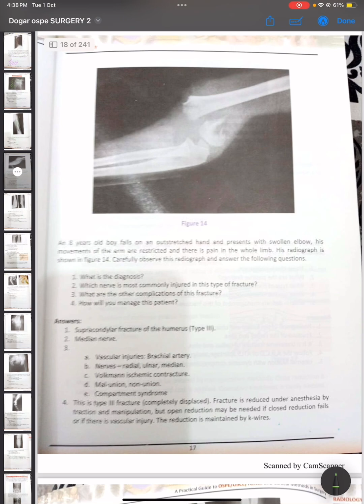Moving to the third one: an 8-year-old boy falls on an outstretched hand and presents with a swollen elbow. His movements of the arm are restricted and there is pain in the whole limb. His radiograph is shown in the figure. Carefully observe this radiograph and answer the following questions. What is the diagnosis? Supracondylar fracture of the humerus. This is the humerus, and these are the radius and ulna. So what happened here? Here is the supracondylar region of the humerus. This is a type 3 supracondylar fracture of the humerus. We have types 1, 2 and 3, and here the damage is type 3.